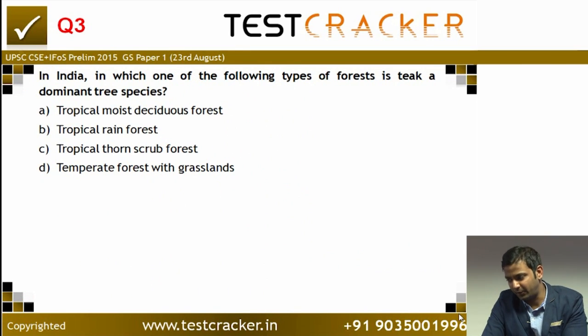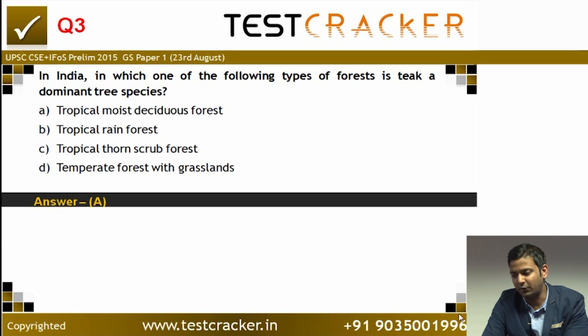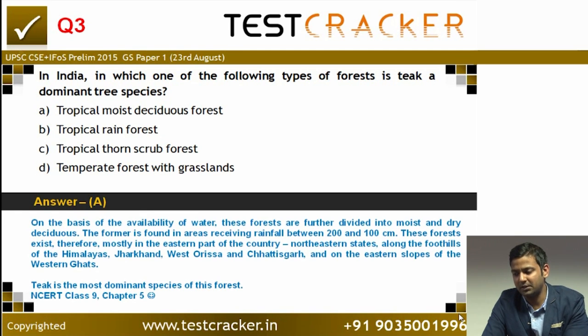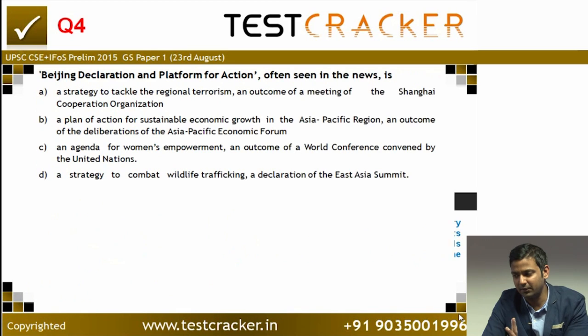A standard question from geography. If you have read your NCERTs well, you would have been happy to see this question. Teak is the dominant tree species of which of the following types of forests? The answer is straightforward, no doubt at all. Tropical moist deciduous forest. Class 9 NCERT, chapter 5. You would find this mentioned there, and this would be an easy question because we are not talking about just any of the trees in tropical moist deciduous forest. We are talking about the most dominant. Teak would directly come to your mind if you are well prepared with NCERT for geography.